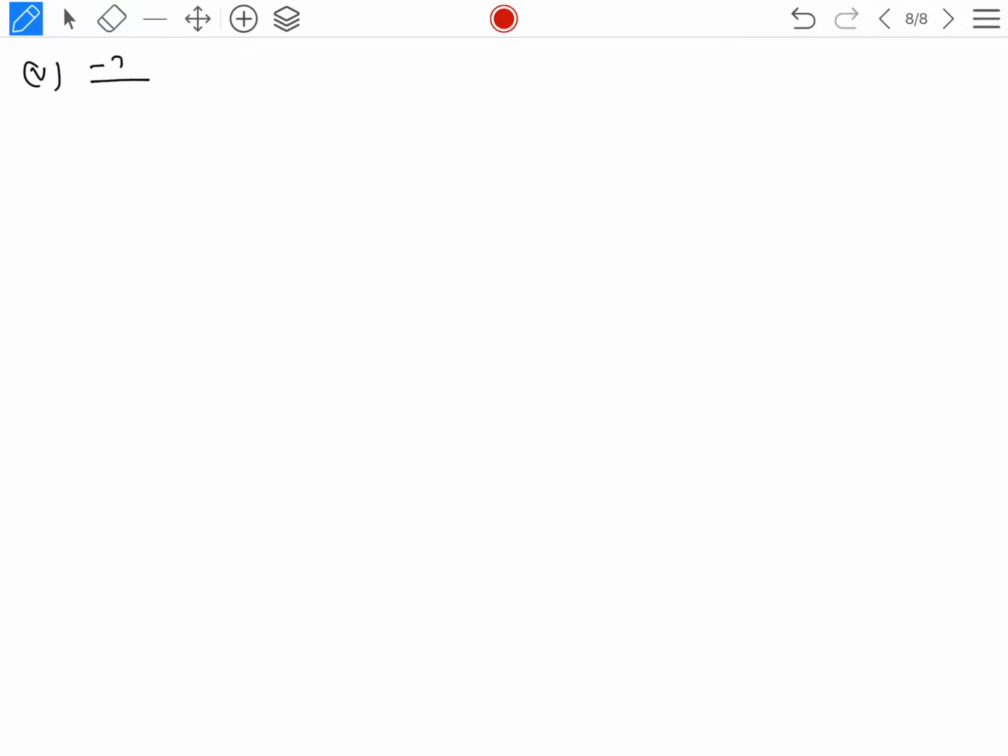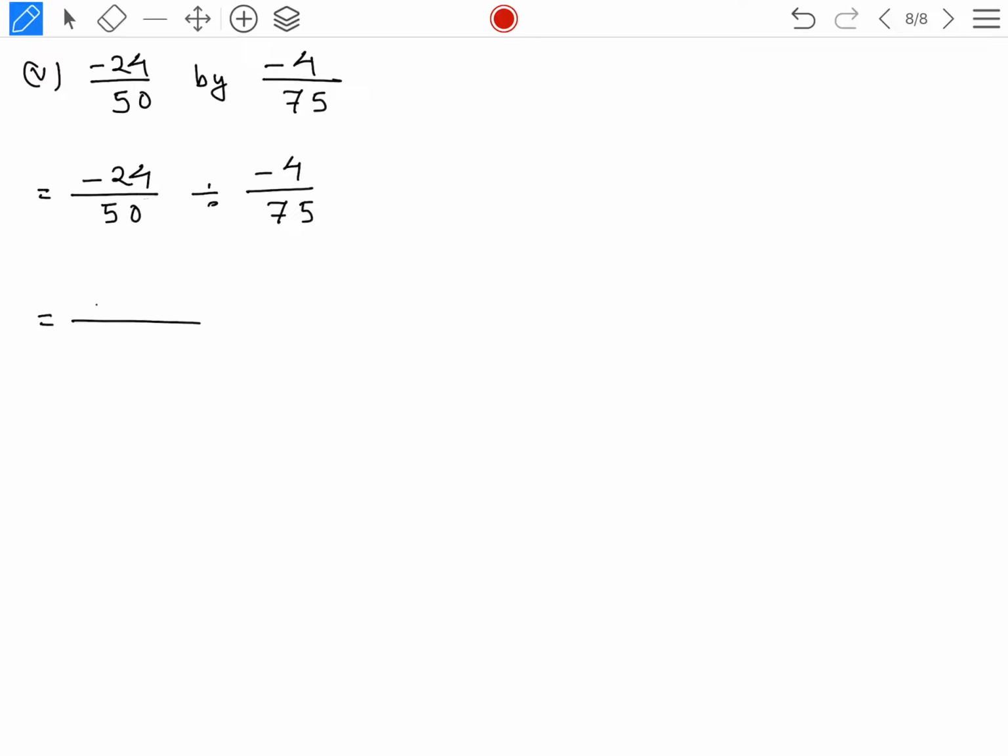I will do another one, number 5. The rest you will do. It is given minus 24 by 50 divided by minus 4 by 75. Now again we need to convert the division sign into multiplication. We'll write multiplication, but this will be changed. So it should be 75 by minus 4, but we don't write the negative in the denominator, so we'll write the negative in the numerator.